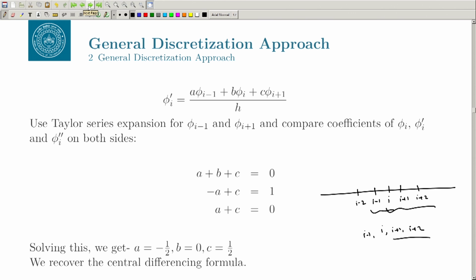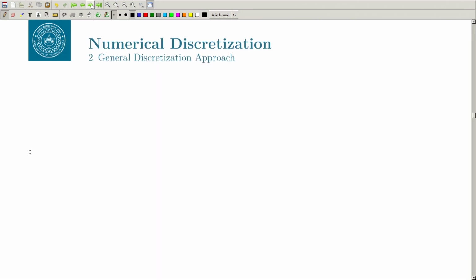It is called the general discretization approach. You can calculate any order derivative using this approach, right. So, how do you do that? Let me just resolve the same problem that we had done earlier, the central differencing scheme, using the general discretization approach. So, what do we do?